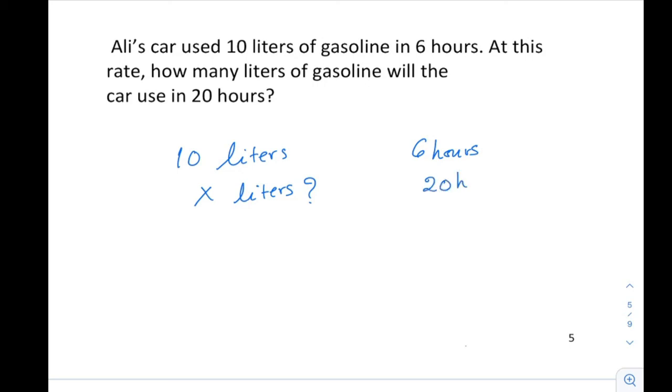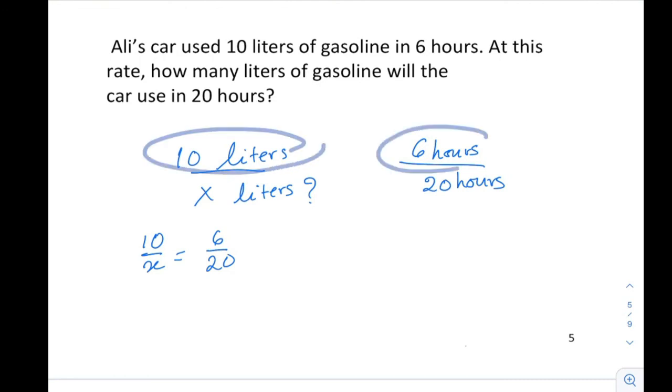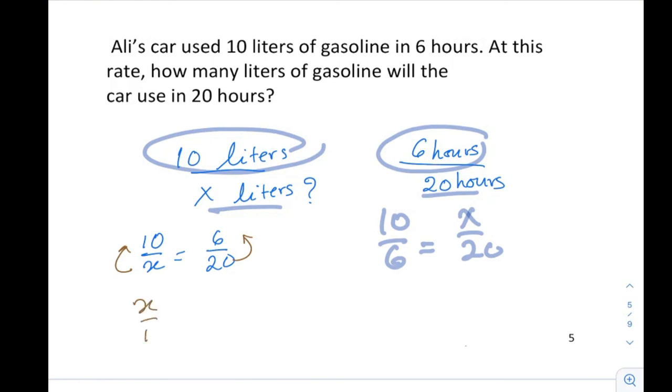I put hours under hours. And then I can write my proportion. The proportion can be written as 10 over x is equal to 6 over 20 in order. We can write it this way. Another way to write the proportion is 10 over 6 is equal to x over 20. The reciprocal also is acceptable. We can find the reciprocal of this and find the reciprocal of that. So x over 10 is 20 over 6.